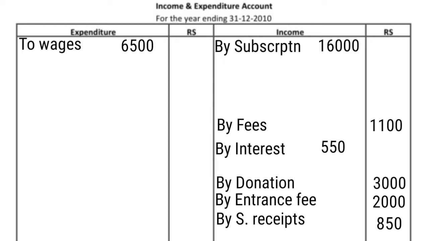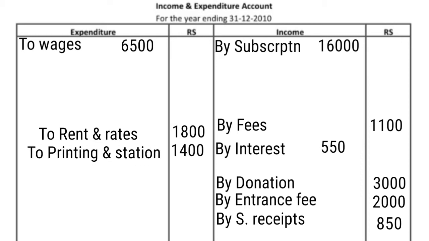Okay. Next, rent and rates, rupees 1,800. This is an expense. So it will be entered here: rent and rates, rupees 1,800. And next, printing and stationery. This is also revenue expenditure. This also we will write here: printing and stationery, rupees 1,400.